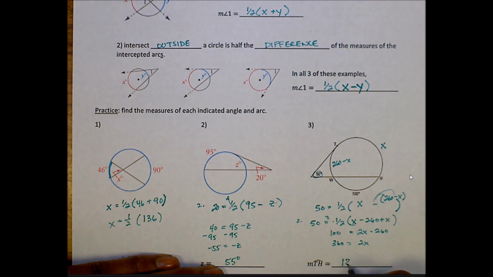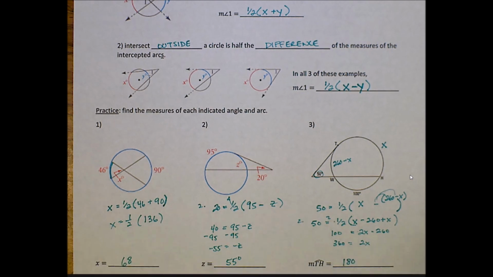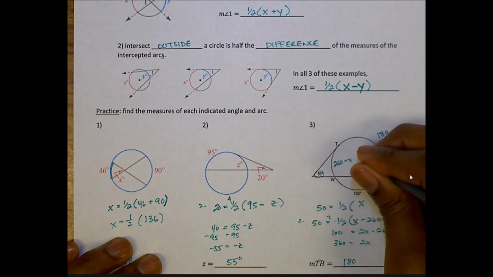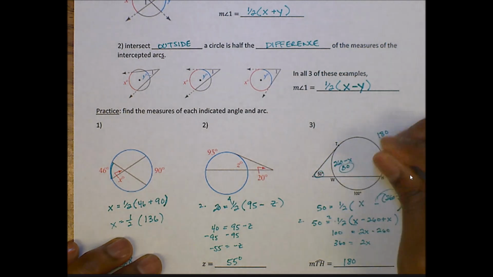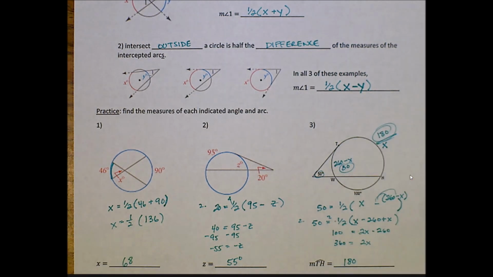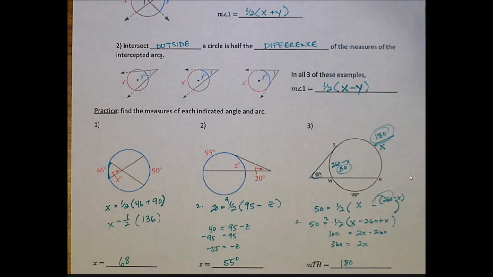And since I defined x as the arc TH, there's our answer. So we found out that this must be 180, and then this must be 260 minus 180, which is 80. Okay, so here's our real answer. A little bit of a challenging question, but that's how we go through it, finding out with just a little bit of logic and our equation for angles that meet outside of a circle.